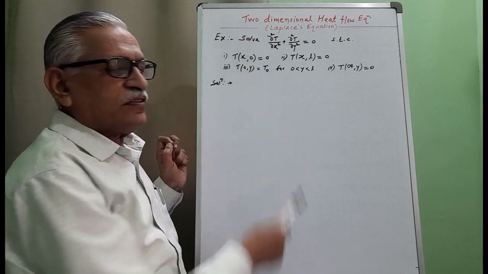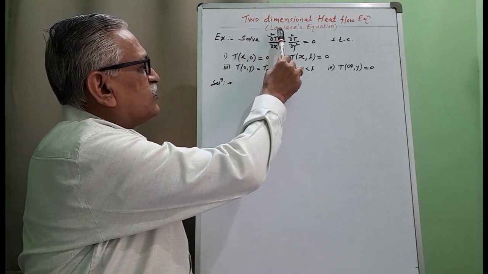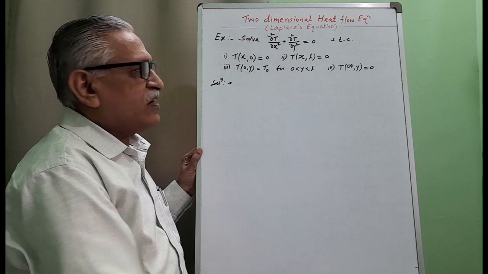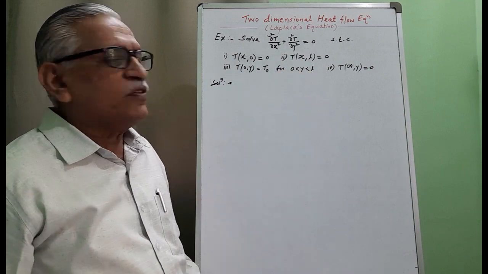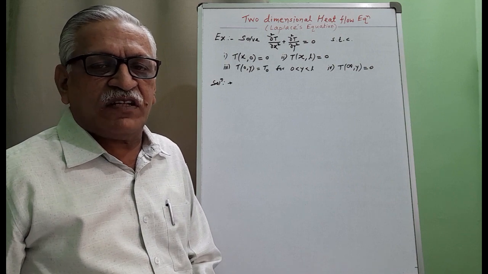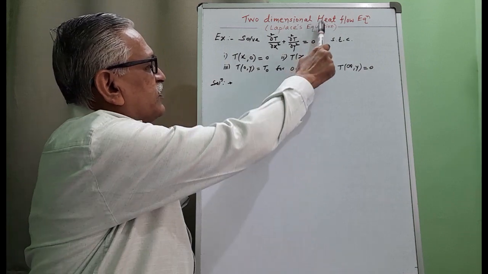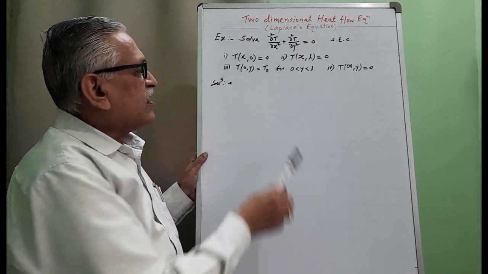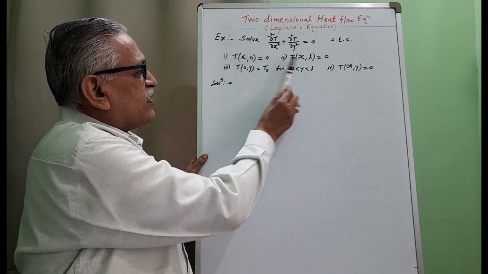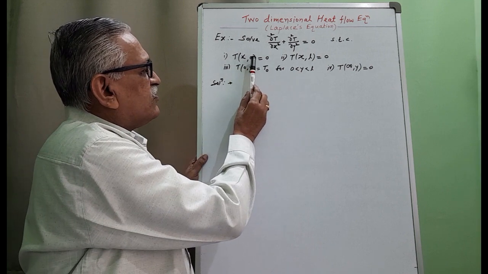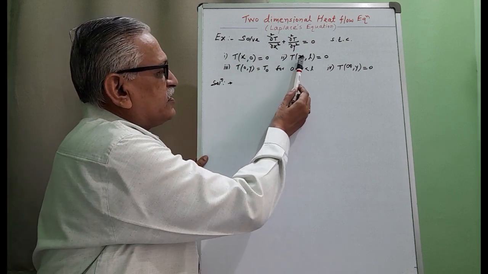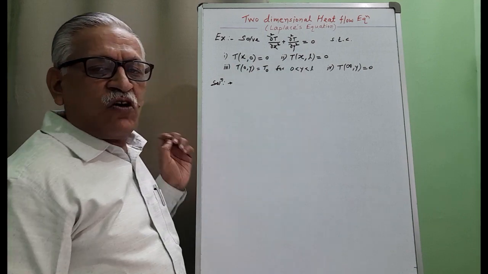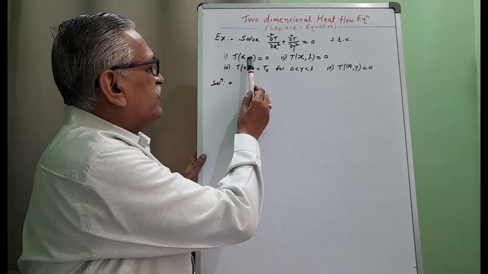Let us solve the equation ∂²T/∂x² + ∂²T/∂y² = 0, which represents the two-dimensional heat flow equation, subject to conditions. Condition number 1, boundary conditions: T(x, 0) = 0. And the second condition: T(x, L) = 0.